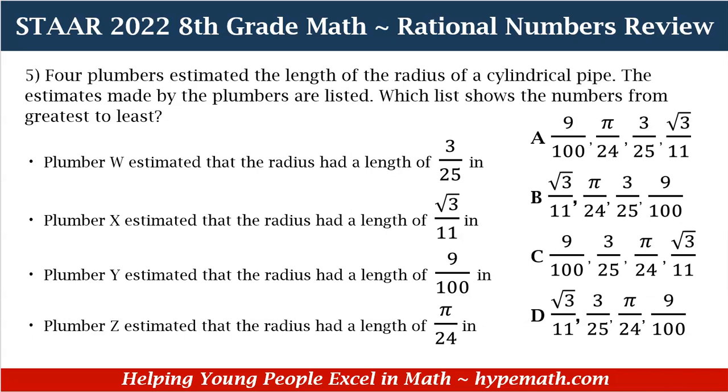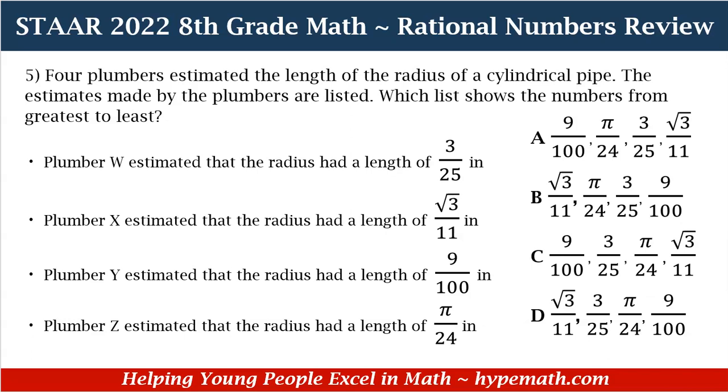Number 5 says, 4 plumbers estimated the length of the radius of a cylindrical pipe. The estimates made by the plumbers are listed. Which list shows the numbers from greatest to least? All right, so let's look at the different measurements of the plumbers.